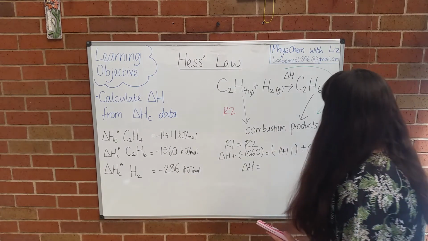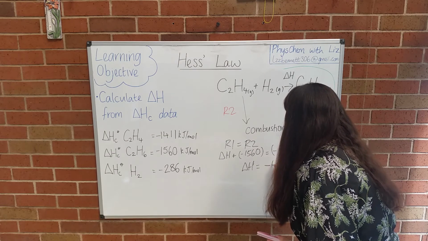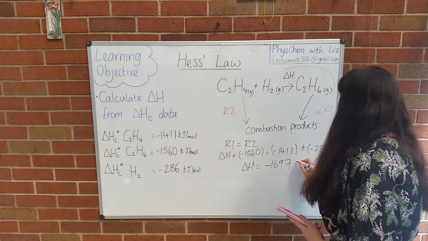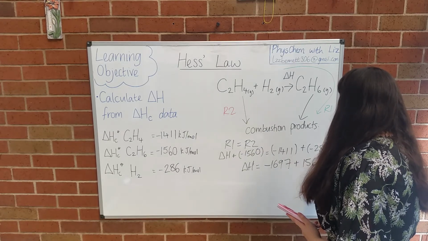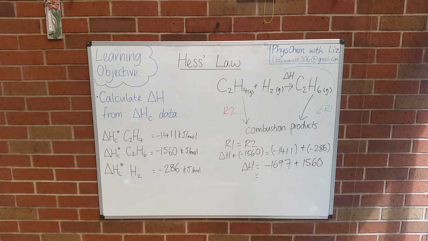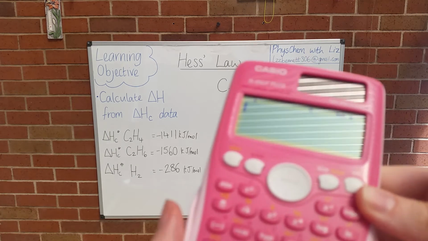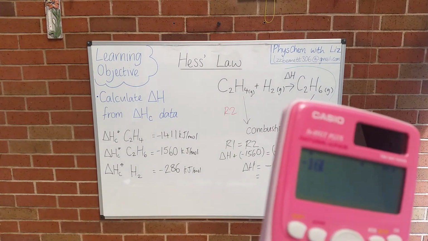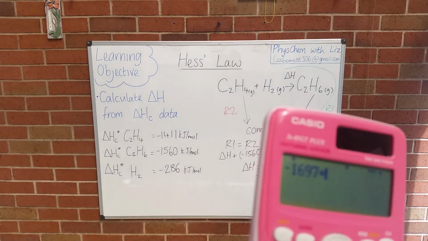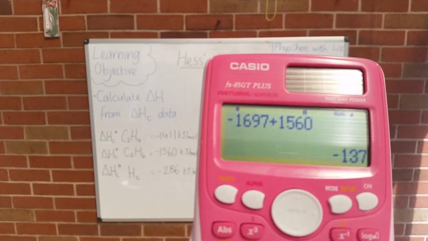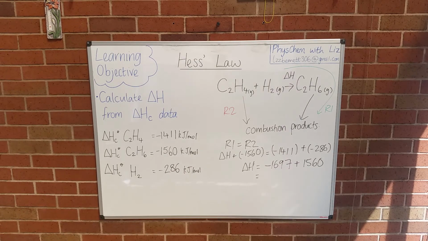So this here comes to minus 1697. We take this to the right hand side and it becomes positive 1560. We work that out and we get our final answer for our enthalpy change. So minus 1697 plus 1560 is minus 137 kilojoules per mole. And that is our answer.